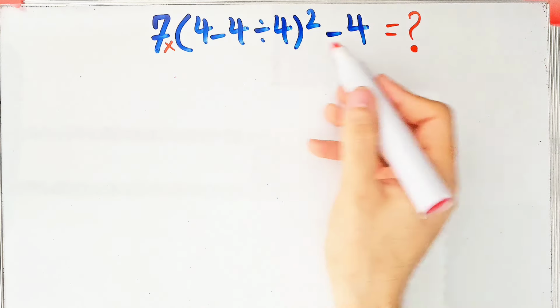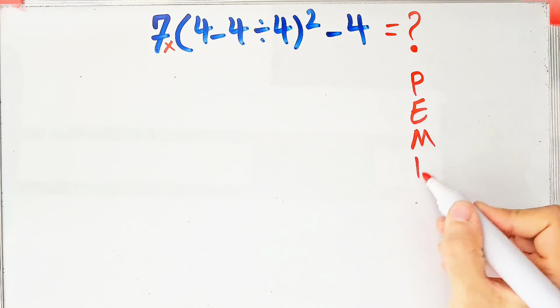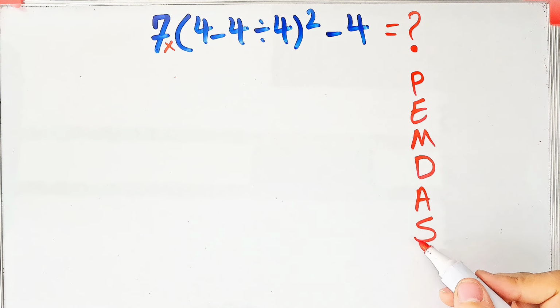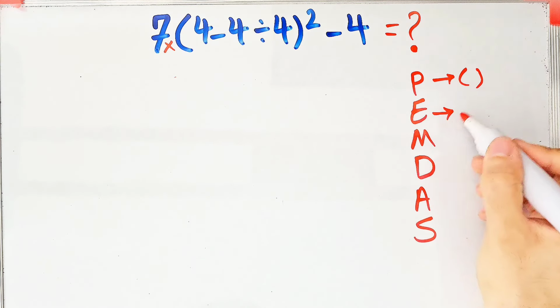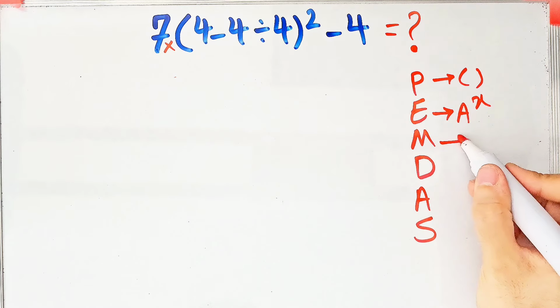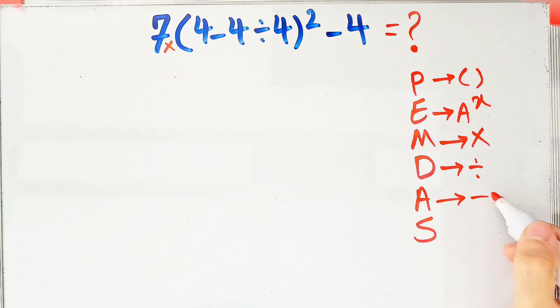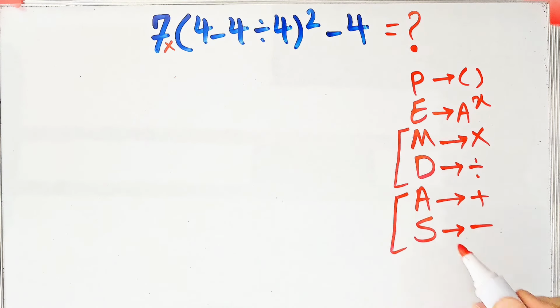Can you solve it? To solve this question, we need to follow the order of operations, which is PEMDAS. PEMDAS shows the priority of the mathematical operations, and if you don't pay attention to this rule, you get the wrong answer. In this rule, P stands for parentheses, E stands for exponent, M stands for multiplication, D stands for division, A stands for addition, and S stands for subtraction. Multiplication and division have the same level of priority. Also, addition and subtraction have the same level of priority, and when we have both in an expression, we start from the left and simplify the question.